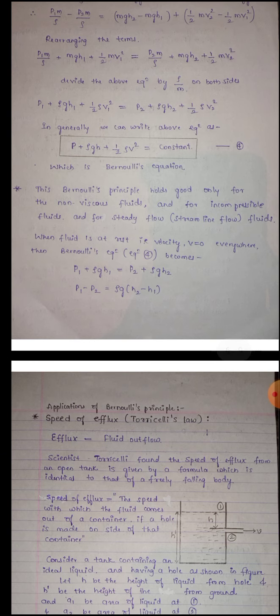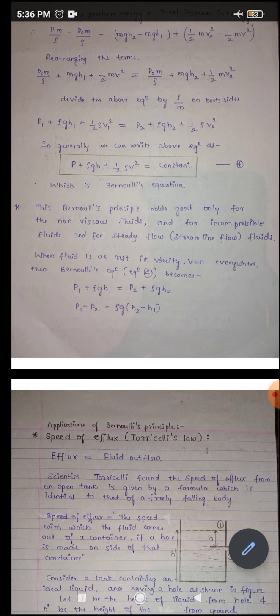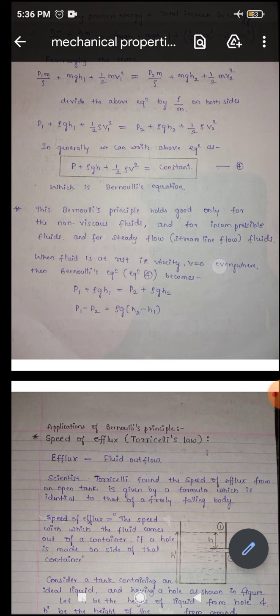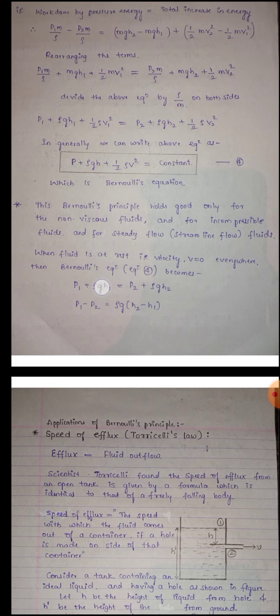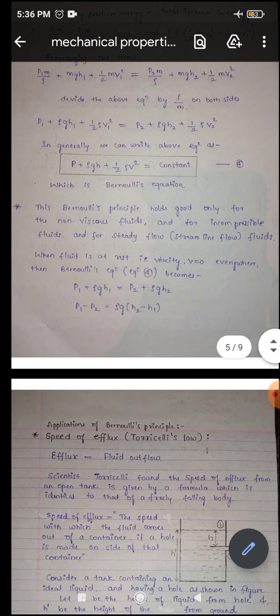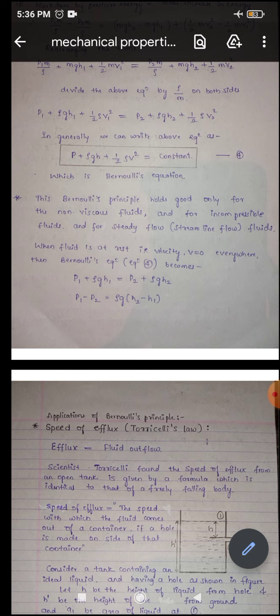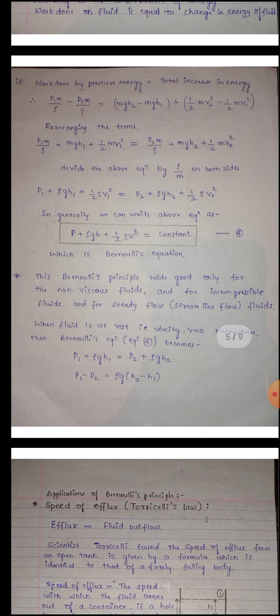Then Bernoulli's equation will be P1 plus rho g H1 is equal to P2 plus rho g H2, because the velocity is equal to 0, so the kinetic energy term will vanish. Whatever terms remain are due to the pressure energy and the potential energy. So P1 plus rho g H1 is equal to P2 plus rho g H2. We can write it as P1 minus P2 is equal to rho g times H2 minus H1. And this is about Bernoulli's principle.